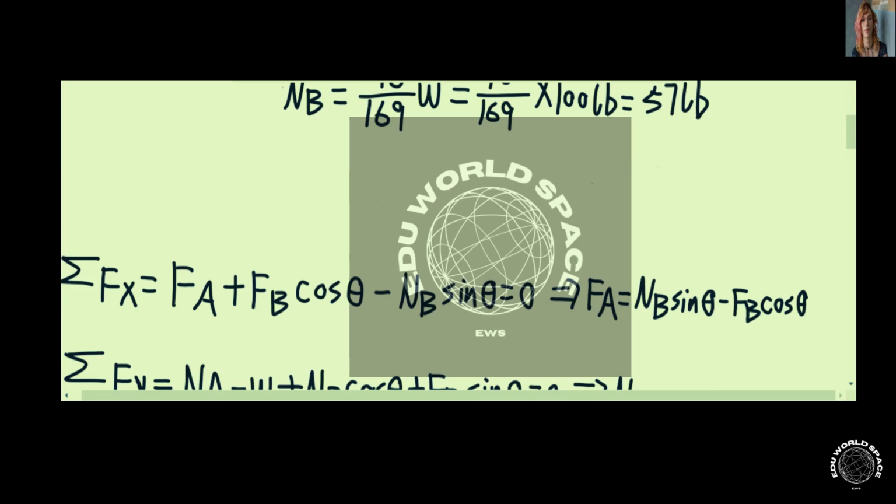So the net force along the x and y directions is equal to 0. So the net force along the x direction is Fa plus Fb cosine theta minus Nb sine theta, equal to 0, which means that Fa is equal to Nb sine theta minus Fb cosine theta. Fa here is the friction at point A, and Fb here is the friction at point B.